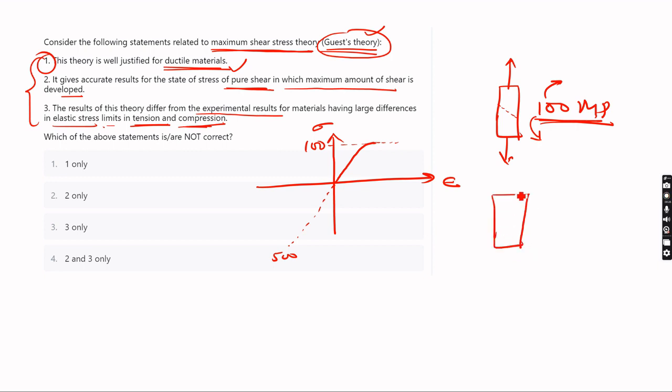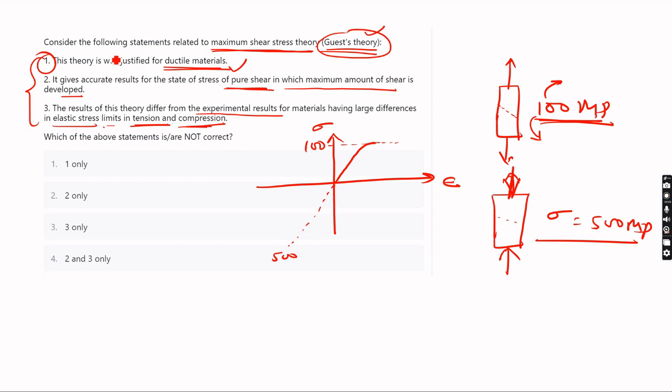Now the same condition: the same material, but this time you are compressing it. In compression the material also behaves elastically and plastically, but I am taking the yield point in compression as 500 megapascal. So this is a large difference. In tension and compression the material does not behave the same way. The response in tension is not similar to that in compression. For this type of behavior, the shear stress theory is not applicable.